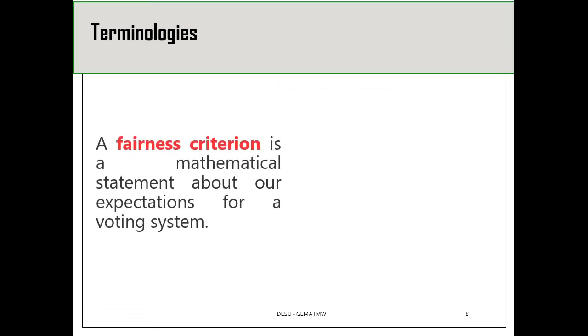Now, for the fairness criterion, these are the conditions by which we measure if a certain voting method is fair or not. We cannot exactly measure fairness, but we can check if a certain voting method satisfies a certain fairness criterion. In this course, I think we will talk about 7 fairness criteria.